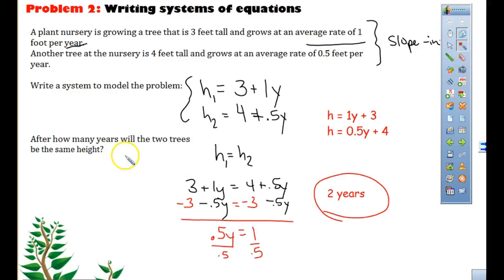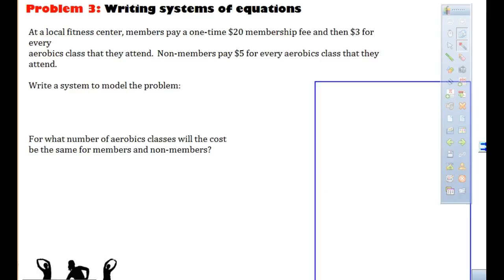It doesn't ask what their height is. It just says in how many years. If they said, what is the height, then you'd plug in 2 back here and you'd say, oh, they're 5 feet tall now. They didn't ask us that. They just asked how many years. So again, you don't necessarily have to solve for both variables when you're doing this, okay? Joey, you want to read that next one?